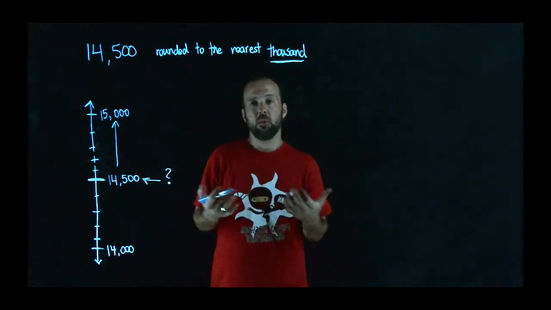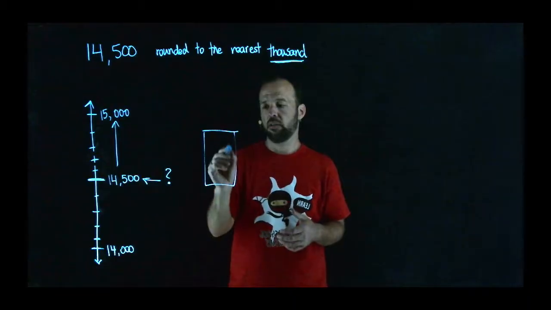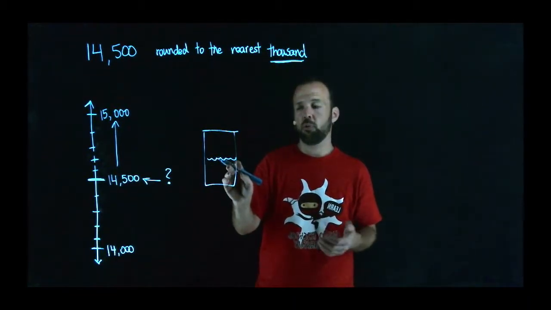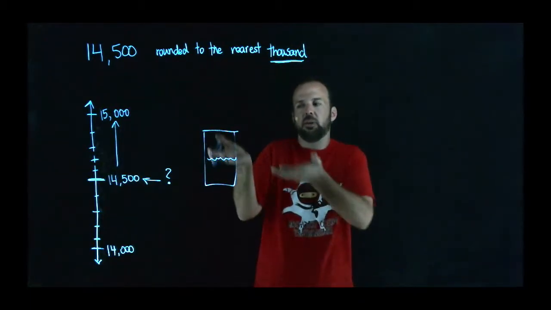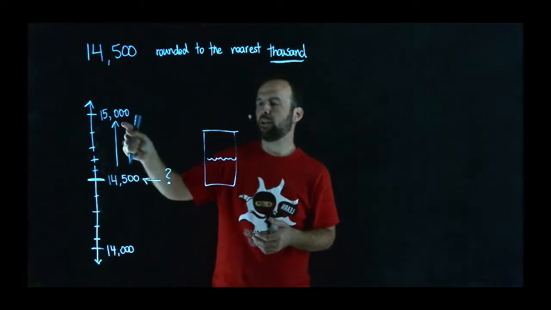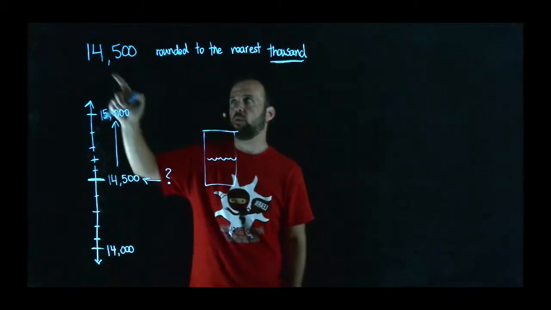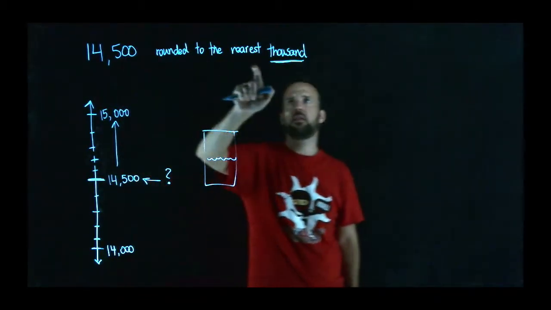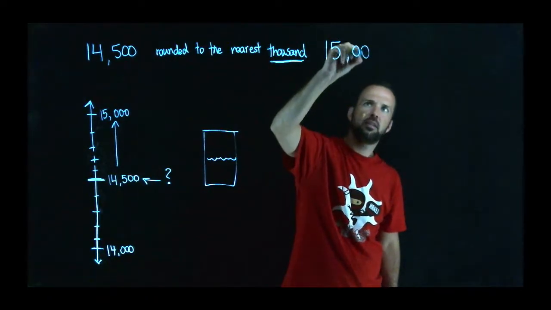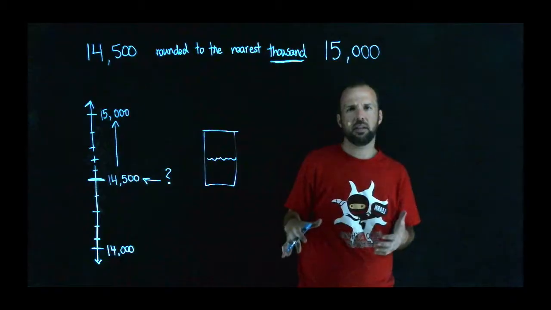The reason being, we're optimists here, right? If I had a glass of water, excuse my poor drawing here, and it was halfway full, we would say it's halfway full, not half empty. We're optimists, right? We're believing in the good stuff here. So we're going to round up. Anytime we're halfway in the middle, we're always going to round up. So 14,500 rounded to the nearest 1,000 is going to be 15,000. All right, you with me so far? Awesome. Let's take a look at another example.